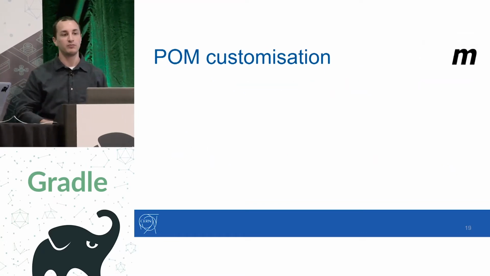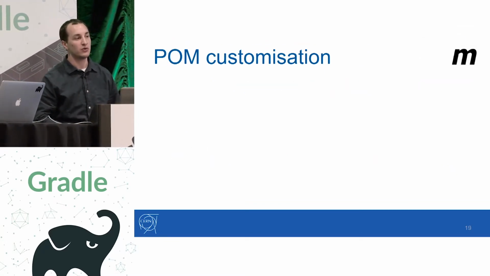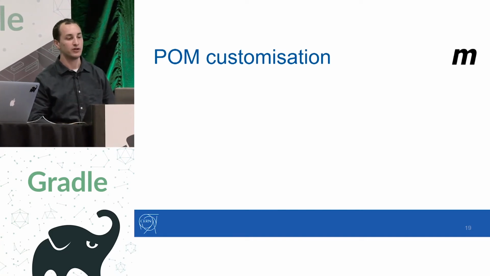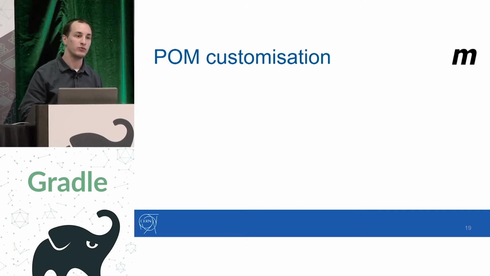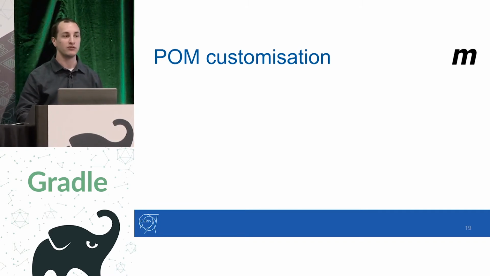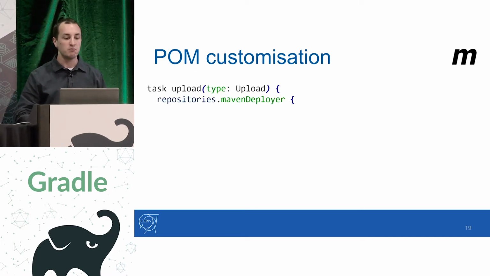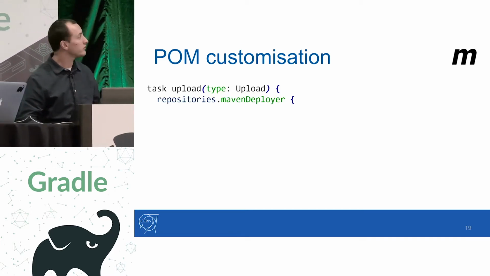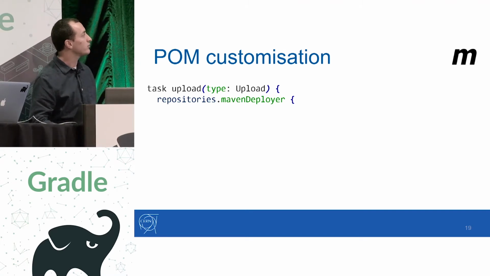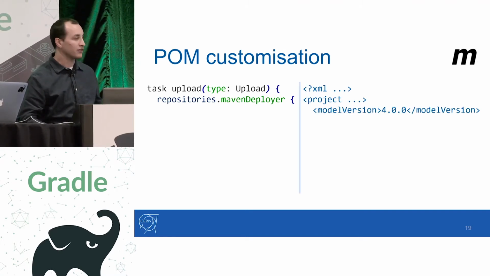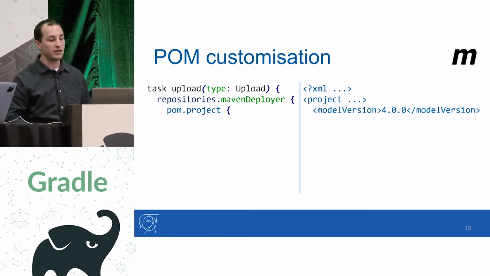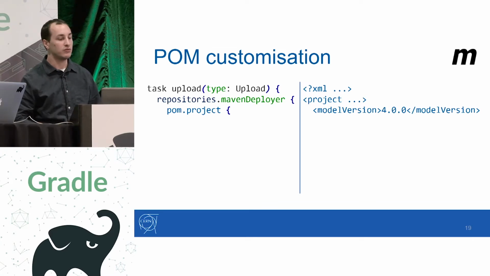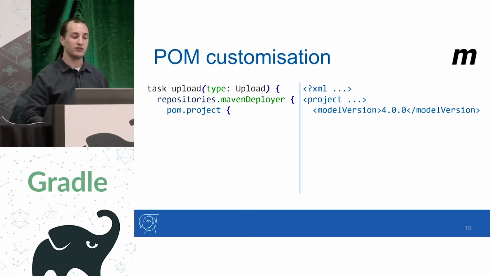Another thing we do is POM customization. Obviously, when you produce Java software and you produce your jars, you usually upload them to some repository. What we do is upload to a Maven repository and have Gradle generate the POM files. However, we need to customize that. When you have your upload task and you invoke the Maven deployer in it, you basically get the POM generated automatically. But by accessing the POM DSL, you can do a little bit of customization on that.